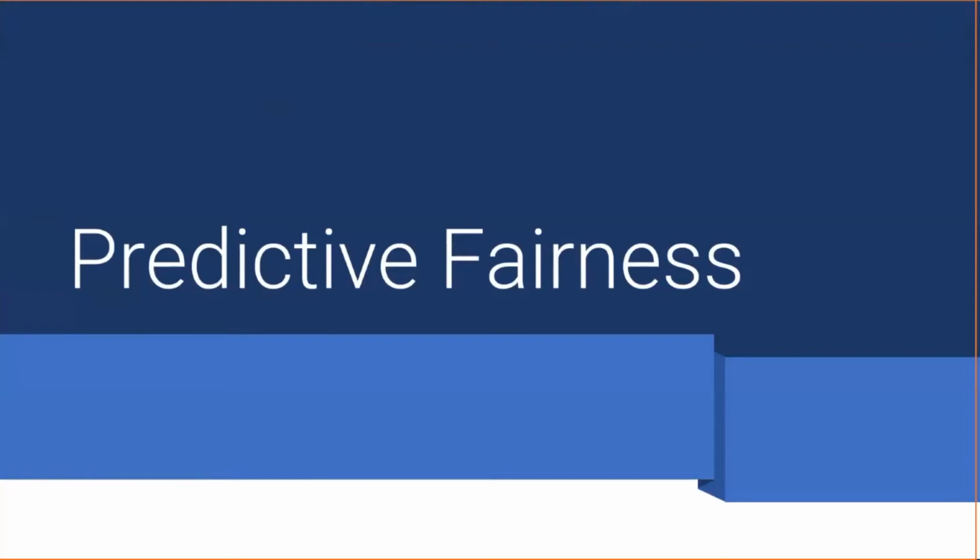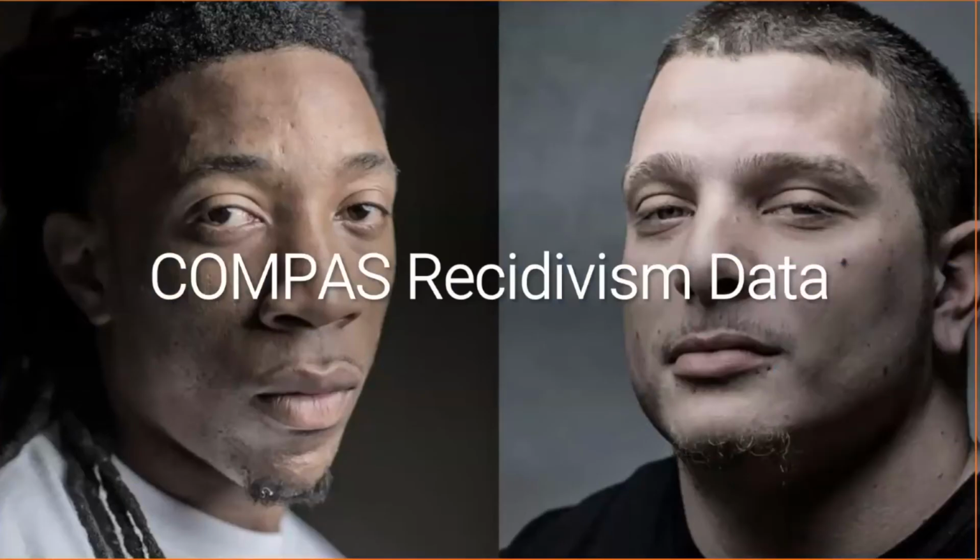So next thing, predictive fairness. We want this because we've seen what happens when we don't have it. I think one great example of this is the case of the COMPAS recidivism data that ProPublica wrote about, I think in 2017. I might have the year plus or minus 2 years off.